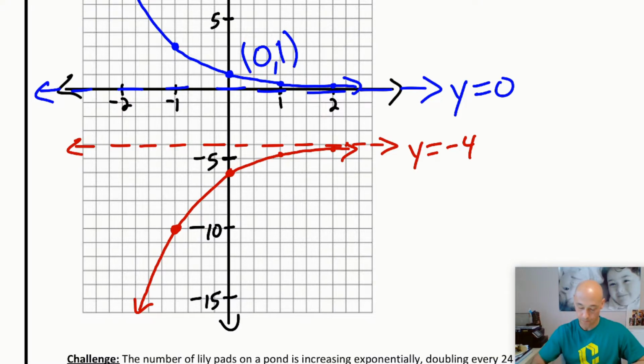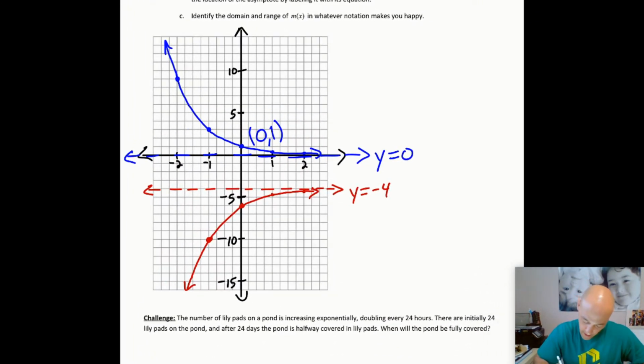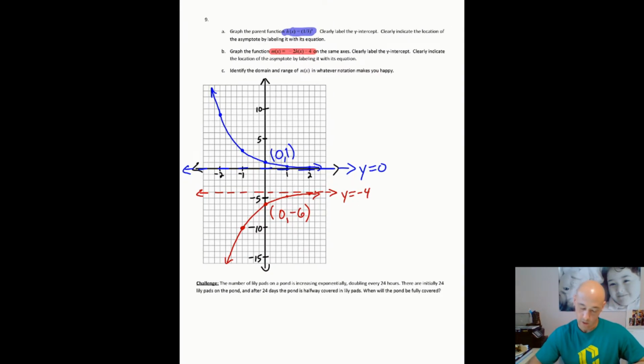Just like that. And here our y-intercept is going to be (0, -6). Identify the domain and range. I'm only going to do one notation for each this time.